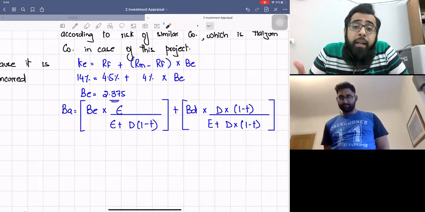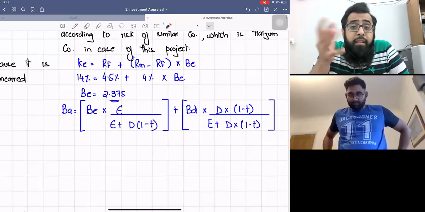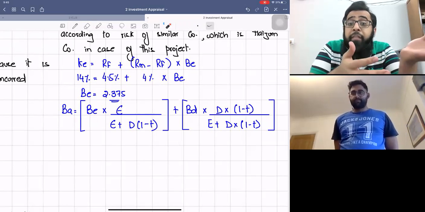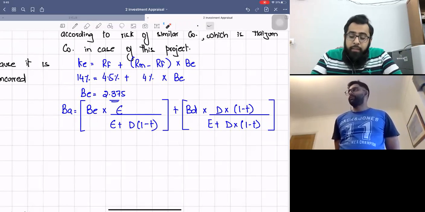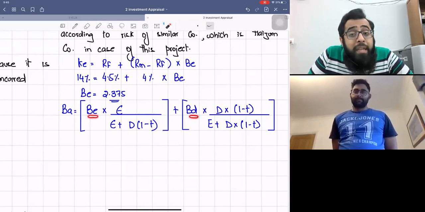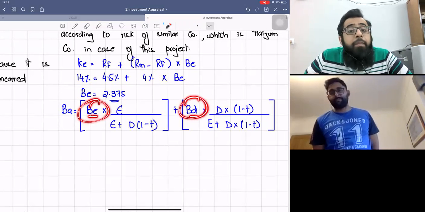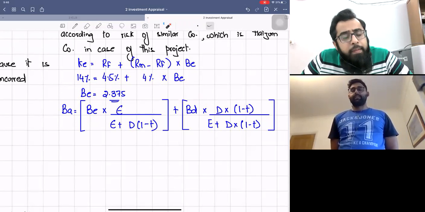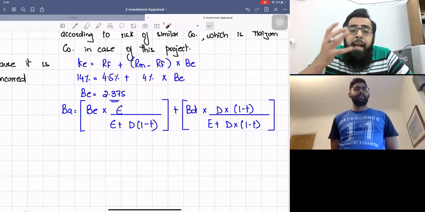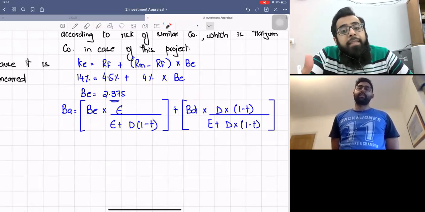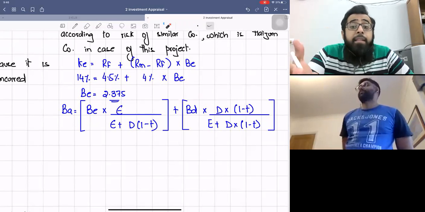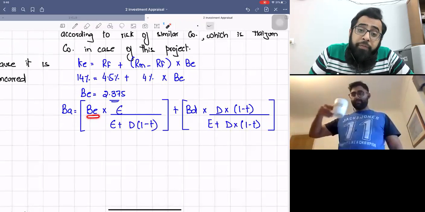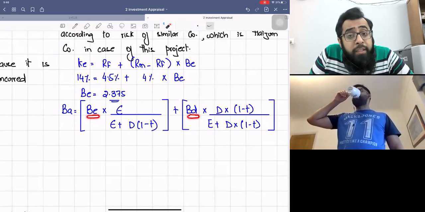Now the question is, why can't you get the beta asset directly from the market? There is no market where my assets are traded. There is no market where my factory assets will be traded, where my debtors will be traded. So I have to calculate the beta equity and the beta debt. Beta asset represents the risk of my company's assets. This is the business risk. Beta equity is the responsiveness of my shares. Beta debt is the responsiveness of my debentures.